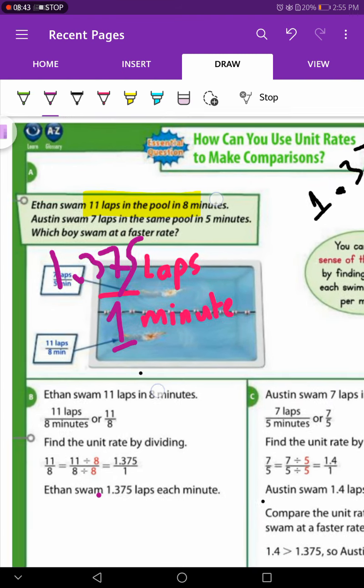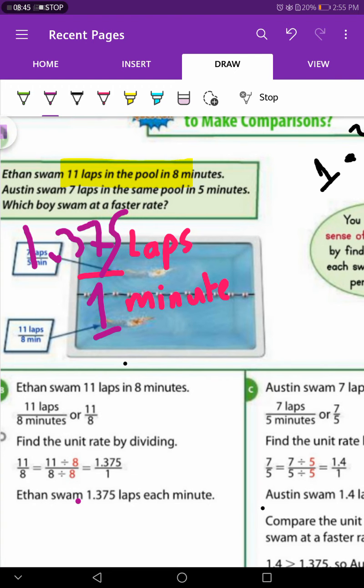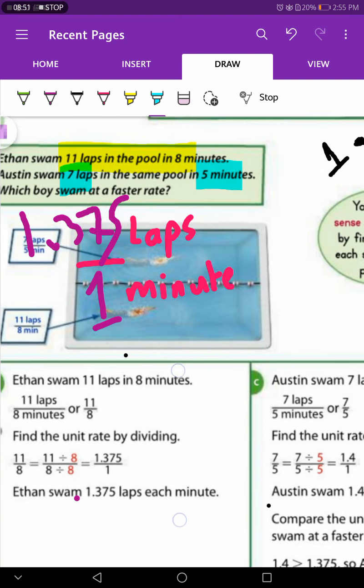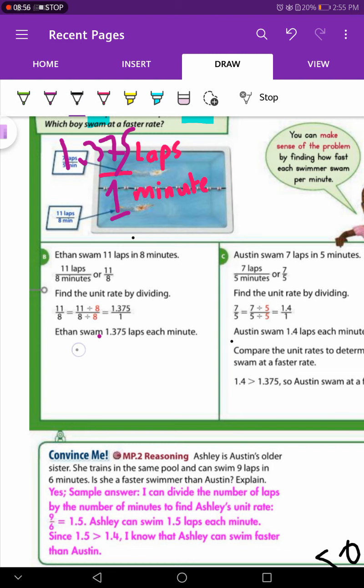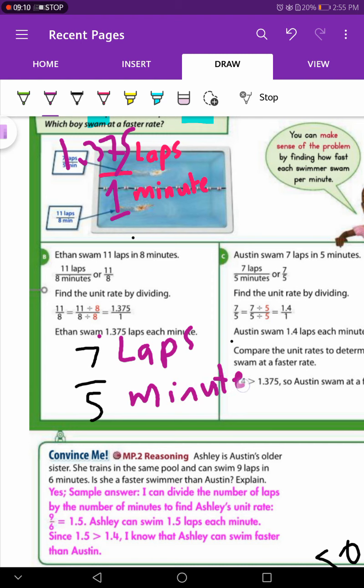Okay. The second one makes 7 laps. See? 7 laps in 5 minutes. So we write 7 over 5. Yes, as we learned. 7 over 5. He makes 7 laps in 5 minutes. And the teacher said you have to use the unit rate.